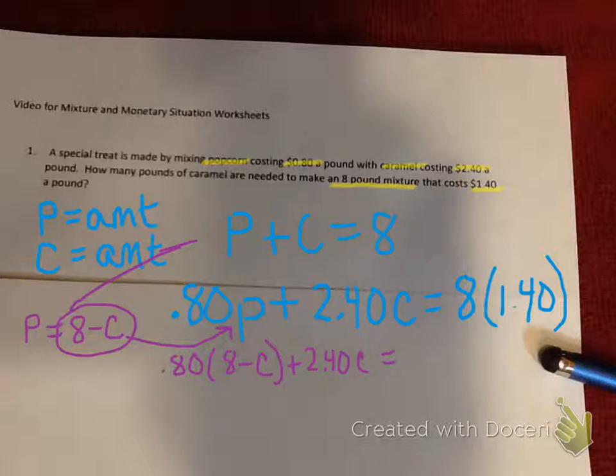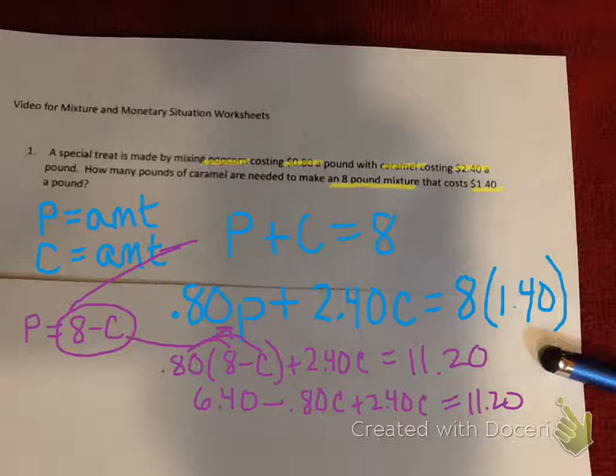equals, and I'm going to go ahead and multiply that 8 times $1.40. So I know that those 8 pounds, if it's $1.40 per pound for the 8 pound mixture, then I know that that's going to be $11.20 total. So now I can go ahead and use my distributive property and solve for C. So if I distribute the 80 cents through, I'm going to get 6.40, and the 6.40 is coming from the 80 cents times 8. And then the 80 cents times C is going to give me minus 0.80 C. I still have a plus 2.40 C, and I still have the equals 11.20.